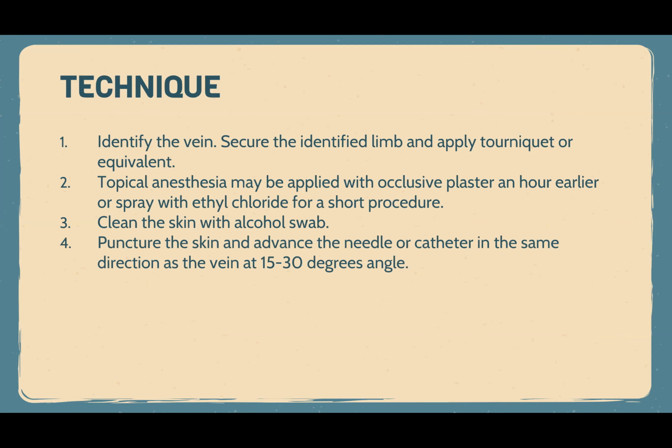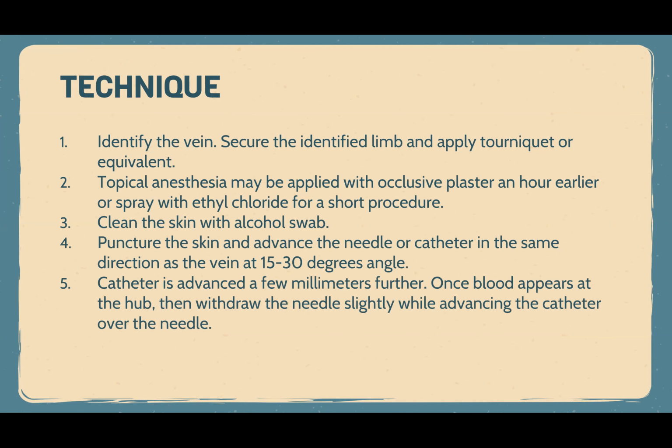And then we need to puncture the skin and advance the needle or the catheter in the same direction as the vein at a 15 to 30 degree angle. After we puncture the skin, we need to advance the catheter a few millimeters further. Once there is a flashback in the hub, or once blood appears at the hub, we can withdraw the needle slightly while advancing the catheter over the needle.